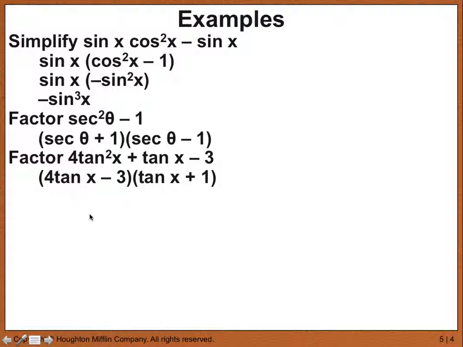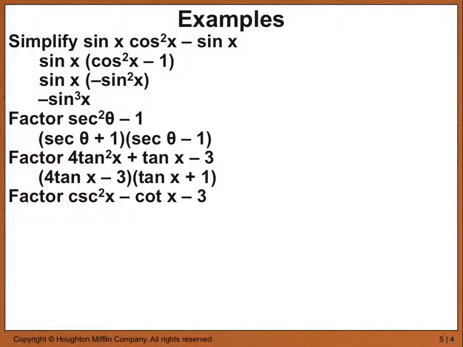First, outside, inside, last. So doing the first, we have 4 tan x times tan x. That gives us 4 tan squared x. Doing the outside, we have 1 times 4 tan x. Doing the inside, we have minus 3 tan x. And of course, 4 tan x minus 3 tan x is just tan x. And finally, the last terms, negative 3 times positive 1 gives us negative 3. And that's why we end up with minus 3 at the end.